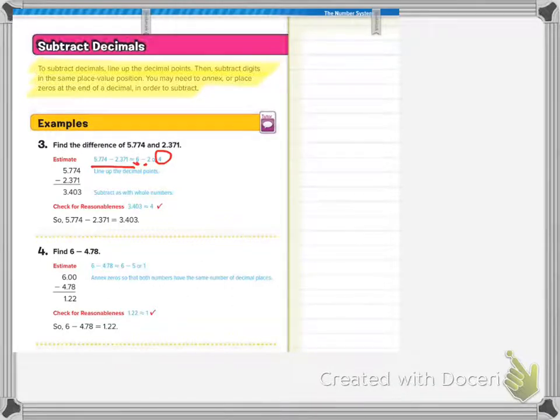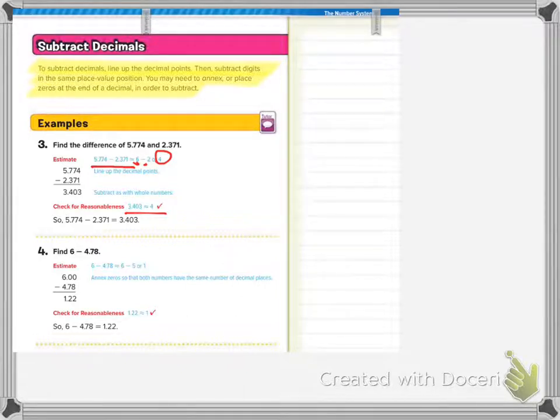Okay, so if we subtract, 4 minus 1 gives us 3, 7 minus 7 gives us 0, 7 minus 3 gives us 4. Bring down that decimal point. 5 minus 2 is 3. So we have 3.403. 3.4 is close to 4, so that is correct.